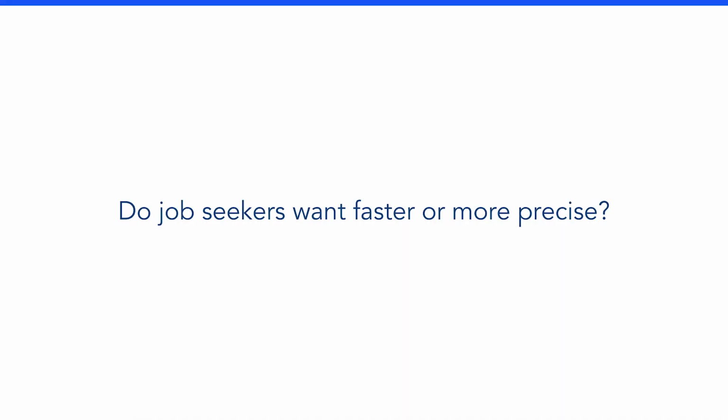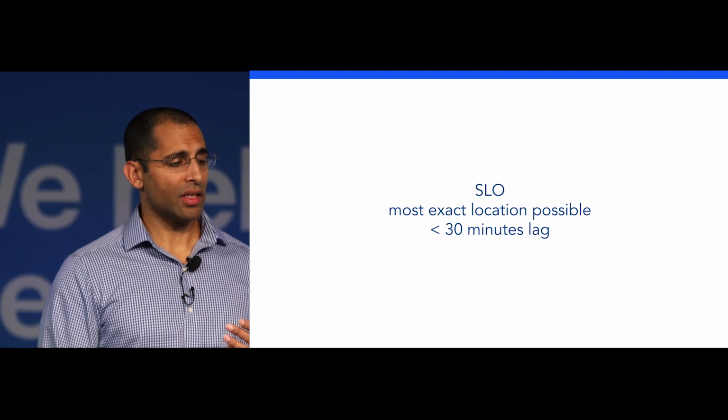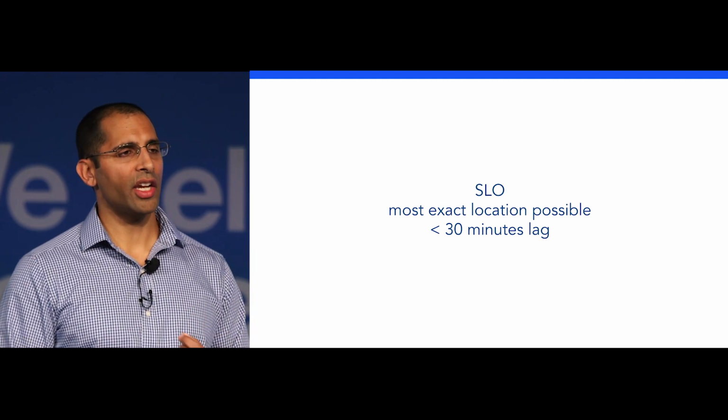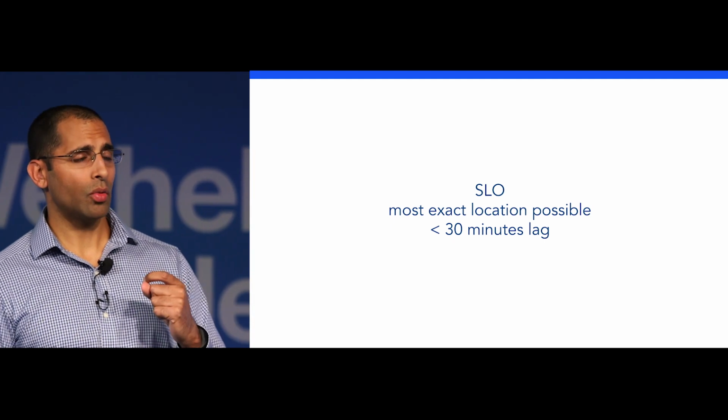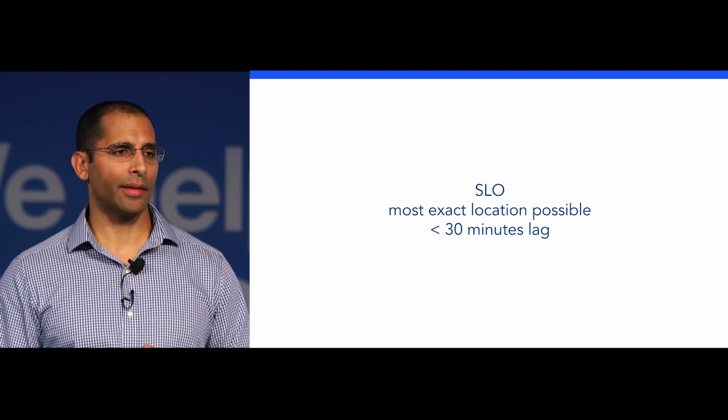On the other hand, the more precise location is probably going to be some of the time slower, because we have to go through this extra lookup, which is sometimes not available, and we delay jobs to the site to do that. So the question we have to ask is, do job seekers want faster or more precise? We might settle on an SLO that says we're going to go for the most exact location possible as long as we can get less than 30 minutes of lag.